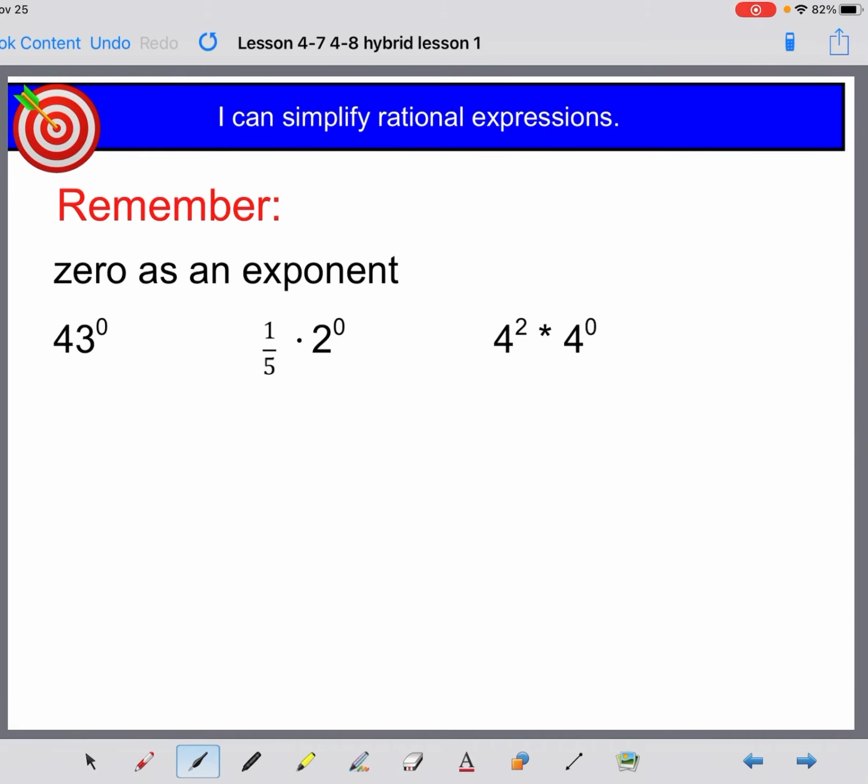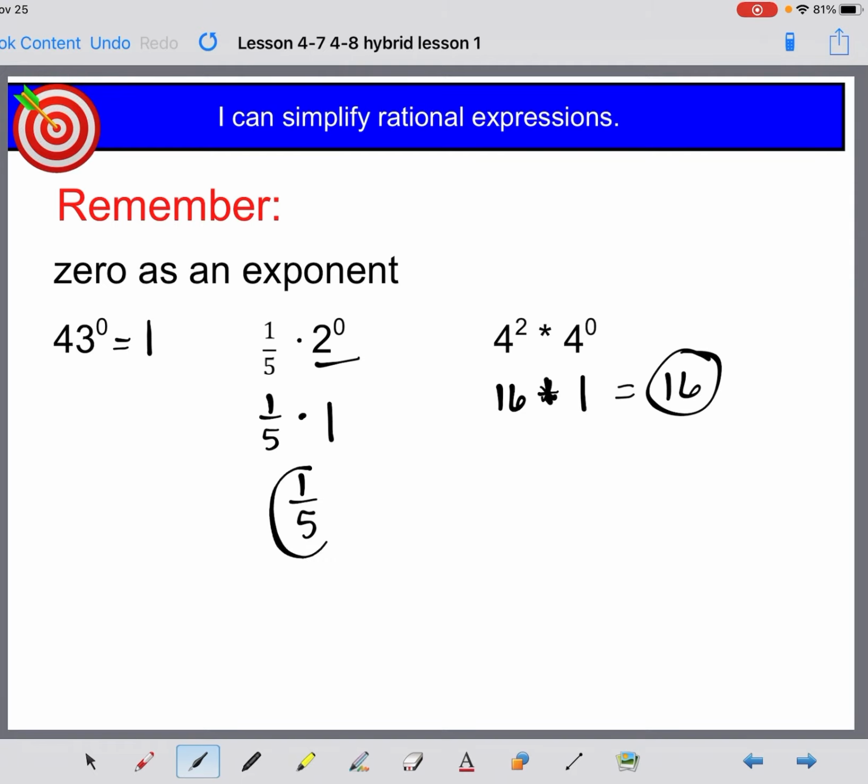Now, just a reminder, 0 as an exponent. Any number raised to the 0 power is 0. 43 to the 0 power, I'm sorry, did I just say 0? Any number raised to the 0 power is 1. So if I have 1/5 times 2 to the 0 power, it's 1/5 times 1, which is 1/5. 4 to the second is 16 times 4 to the 0 power, which is 1, gives me 16.